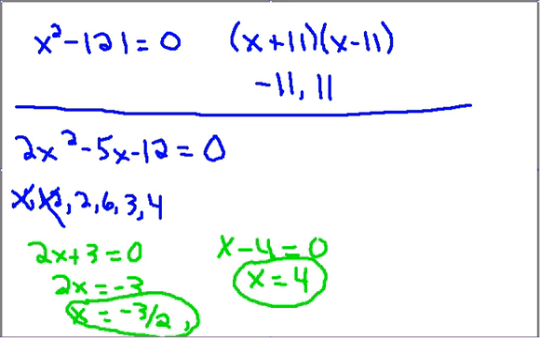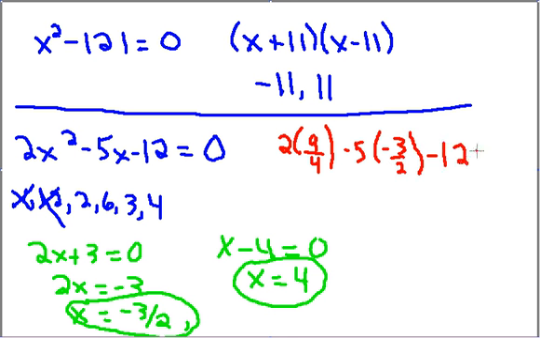Now I erase that. Now let's verify the other one. X equals minus 3 halves. Minus 3 halves squared is a positive 9 fourths. So we're going to have 2 times 9 fourths, because remember, negative times a negative is a positive. Then we're going to subtract from that 5 times minus 3 halves. And then we're going to subtract 12 from it.